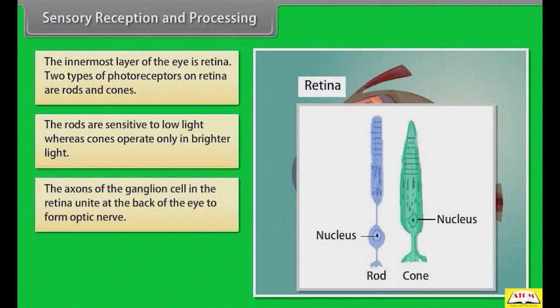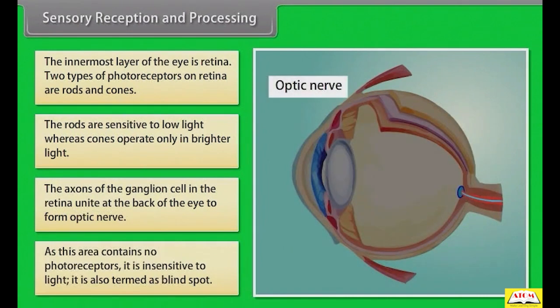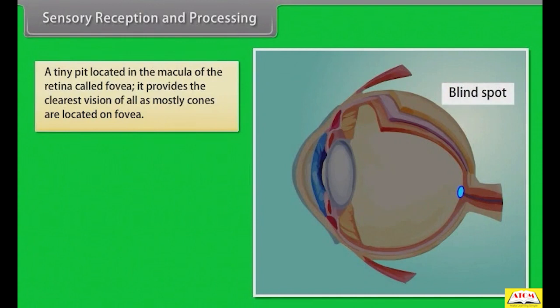The axons of the ganglion cells in the retina unite at the back of the eye to form the optic nerve. As this area contains no photoreceptors, it is insensitive to light. It is also termed the blind spot. A tiny pit located in the macula of the retina is called the fovea. It provides the clearest vision of all, as mostly cones are located on the fovea.